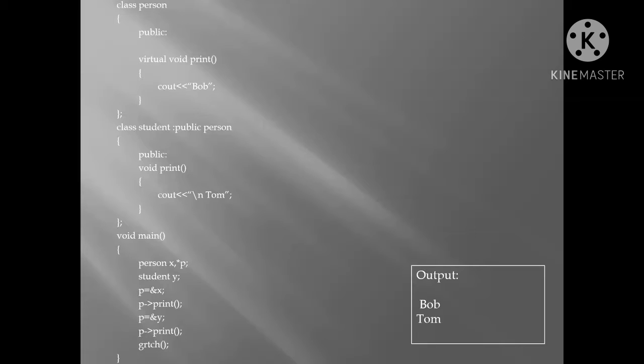That's why we got the answer Bob from base class and Tom from derived class. If I had not used virtual, then I would get only one answer, that is Bob. That means you will not get an answer from derived class. You will not get Tom. To get the answer from derived class, you have to use the virtual keyword.